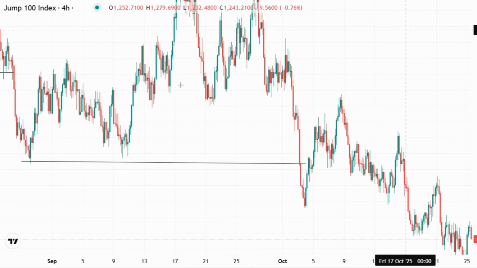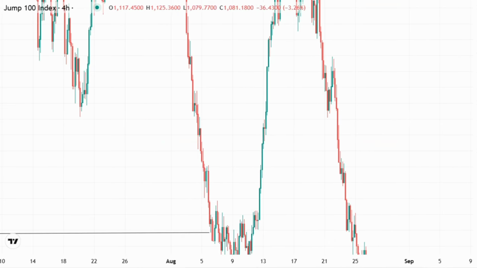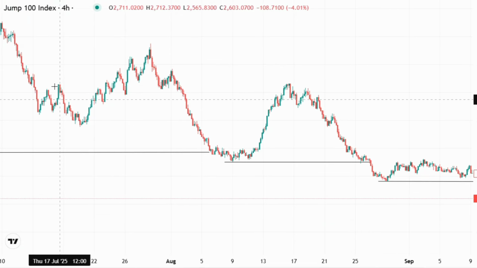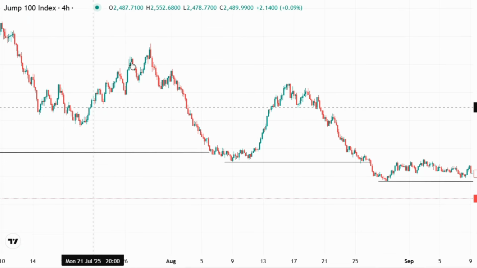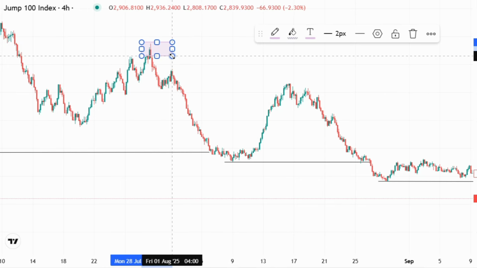Now, if you look here, we can see this is a lower. Let's go back to the upside here. We can see this here. We saw this high form, then we saw this push downward. This is a lower high here. This point here is a lower high. This point here is a lower high.